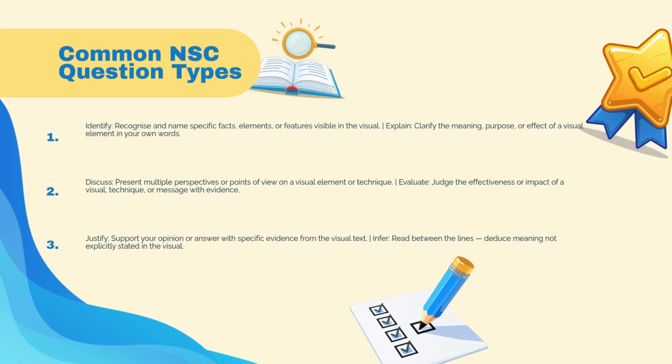Visual literacy questions use different command words. You may be asked to identify, explain, discuss, evaluate, justify, or infer. Read each question carefully, because every command word requires a different type of answer. Always answer according to the marks allocated, and use evidence from the visual text.